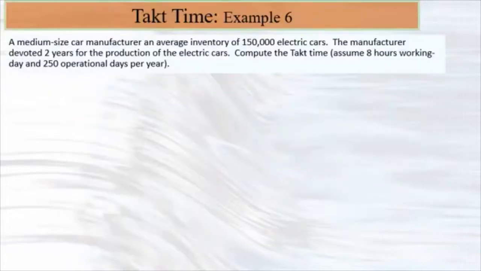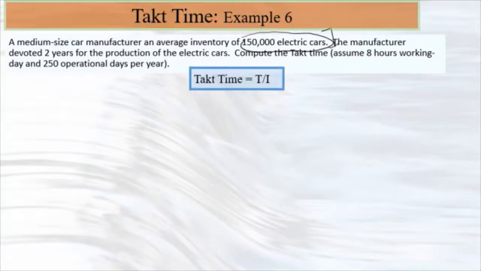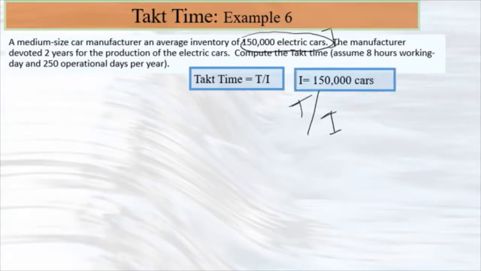And so now let's take an example on takt time. We have a medium car manufacturer which has an inventory. So this is our I. First of all, the takt time equation is T over I. And all these equations, remember, are going to be with you. Most probably you will write an online final examination, which means you could write down all these equations and prepare them for when you're doing the examination.